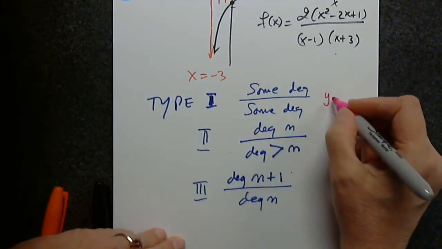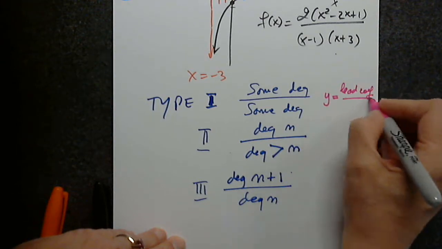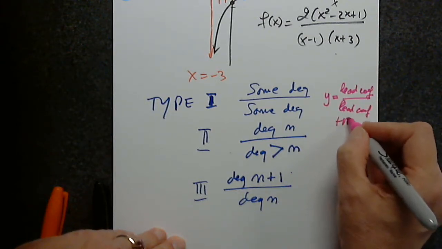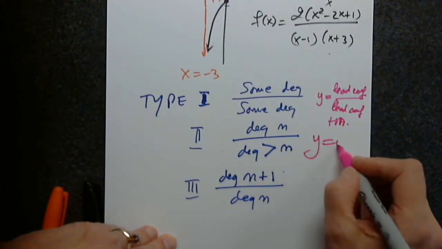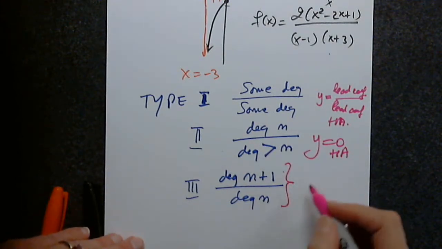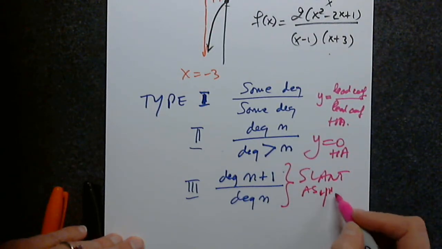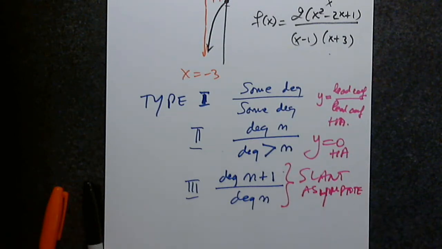This one has y equals leading coefficient over leading coefficient as the horizontal asymptote. This one is always 0. The horizontal asymptote is always 0. And this one is the only one with a slant asymptote. The only one.